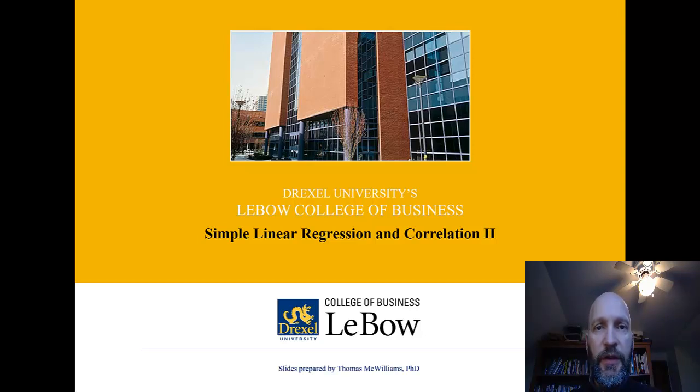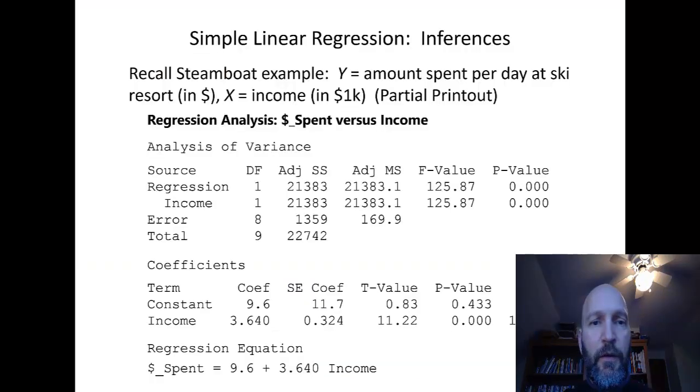In this video, we're going to continue our discussion of simple regression and correlation by emphasizing inferences that can be made using these tools. Let's look again at the steamboat example, where Y is the amount spent per day at a ski resort in dollars, and X is the income in thousands of dollars. And here's a partial printout from Minitab.